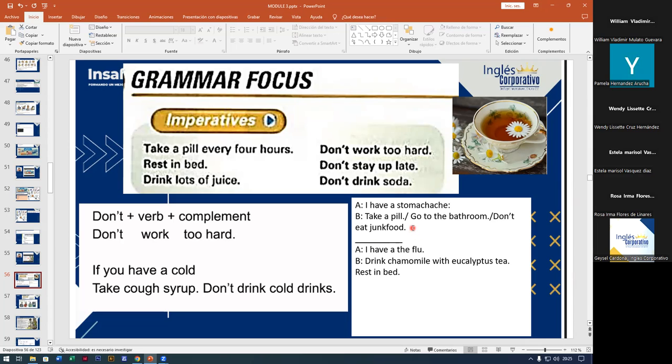Wendy? For example, don't eat spicy food. Excellent, that is correct. Don't eat spicy food. Imagine you have a stomachache and you eat that. Ooh, very complicated. Very good job, nice, thank you. Estela, what about you? What instruction can you give to a person who has a stomachache? Estela, are you present? No? Rosa Irma?